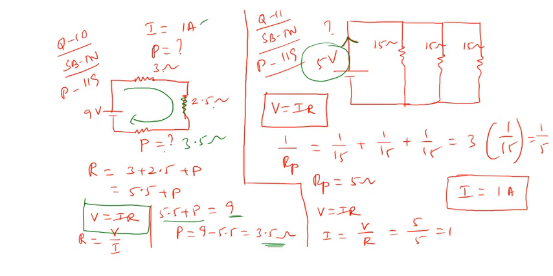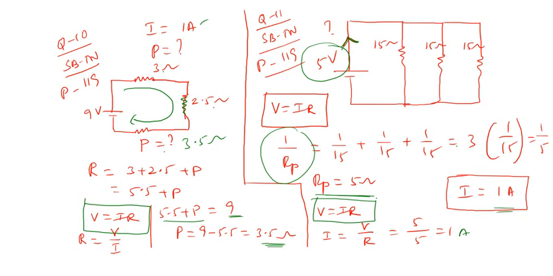1 by Rp equal to 1 by 15 plus 1 by 15 plus 1 by 15, which is equal to 3 times of 1 by 15, that is 1 by 5. We have to take reciprocal. Therefore effective resistance is 5 ohm. Apply Ohm's law, V equal to I into R. I equal to V divided by R, then 5 by 5, which is equal to 1 ampere. The current drawn from the battery is 1 ampere.